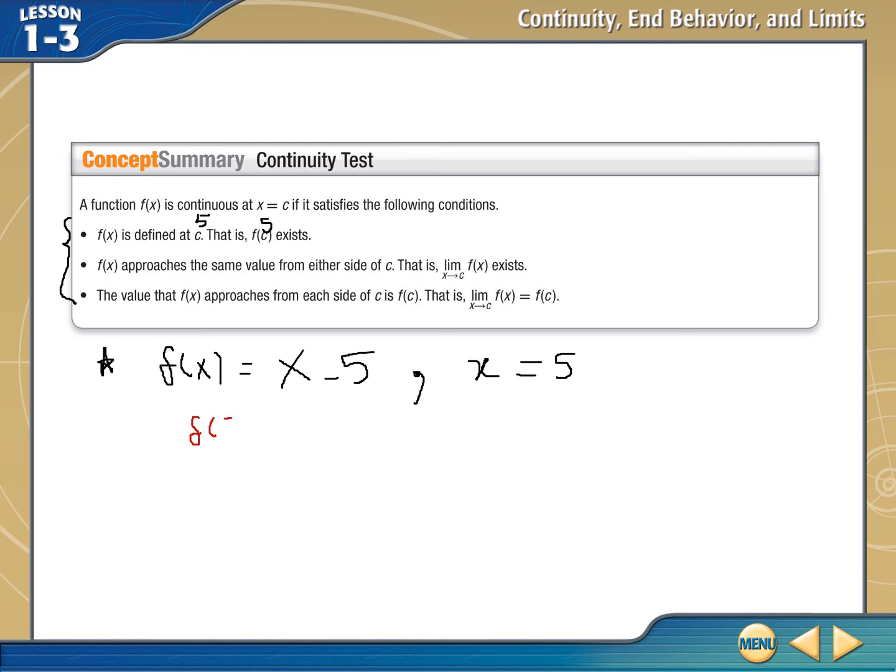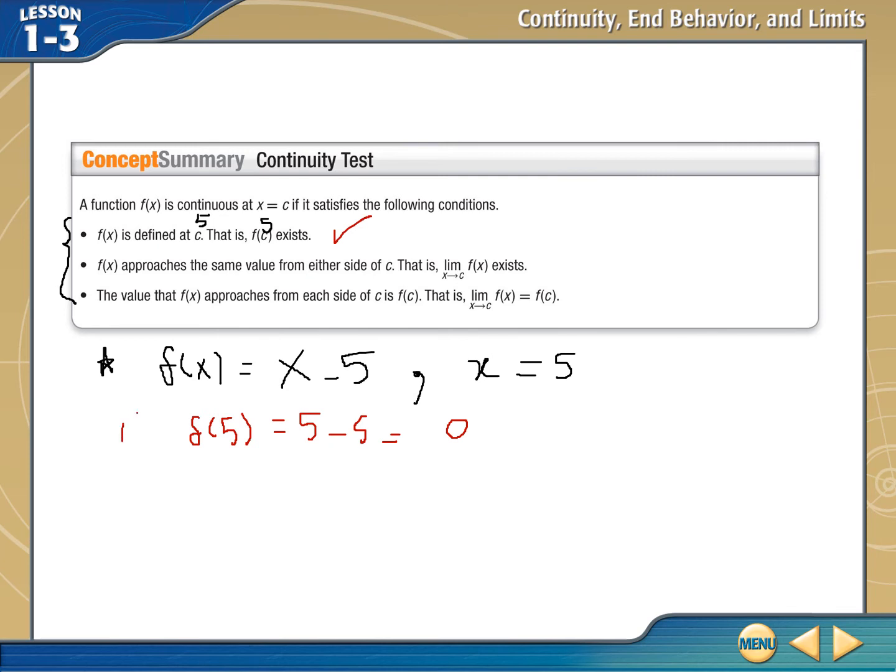I will not stop at this step because sometimes it will be defined, like the removable discontinuity, but then in the next step you will find that the limit does not exist. First, do the 3 tests if you're not very, very sure, okay? F of 5 is equal to what? F of 5, 5 minus 5 is equal to 0. So I passed the first test, and f of 5 exists, okay? This was the first step.